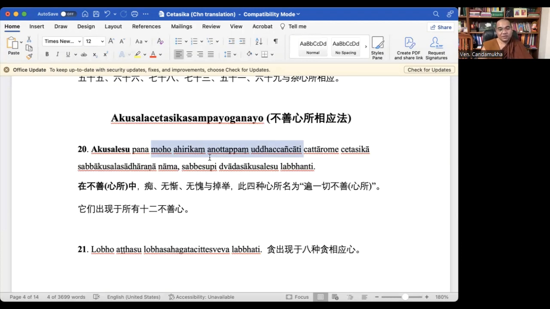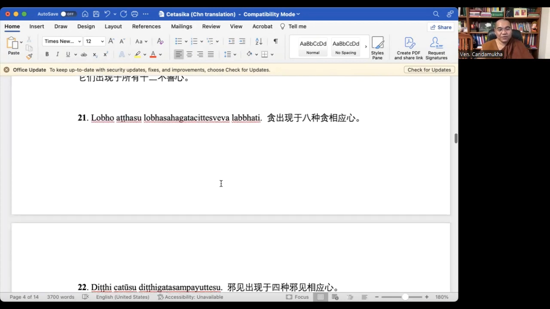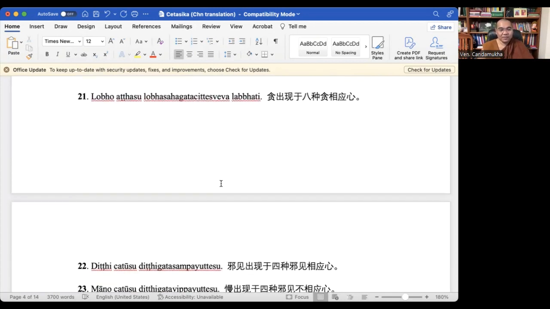So Moha Hetuka Cetasika are associated with the 12 types of Akusala Citta. That's why there is one Sampayoga method. Here we can denote one Sampayoga method. And then another group is the Lobha group. After talking about the Moha group, there is a Lobha group.